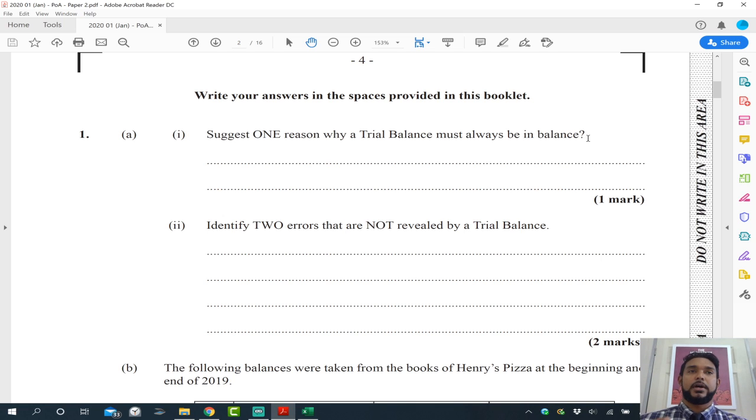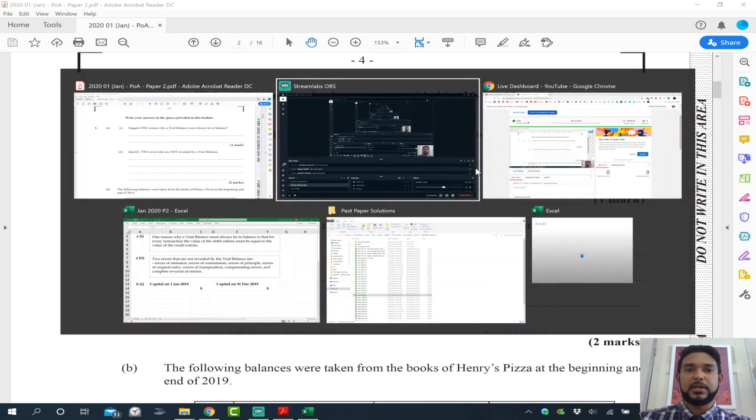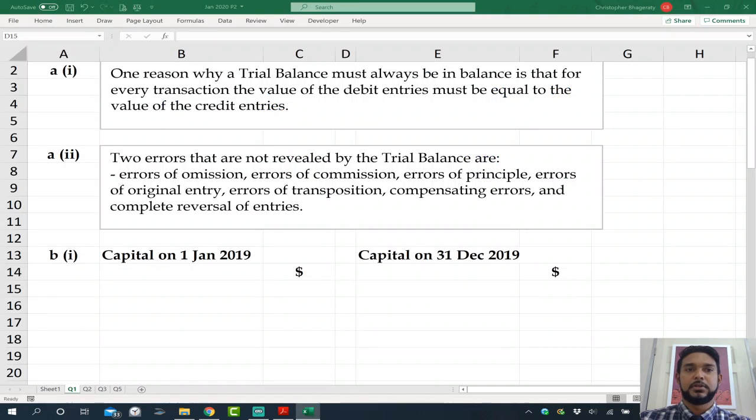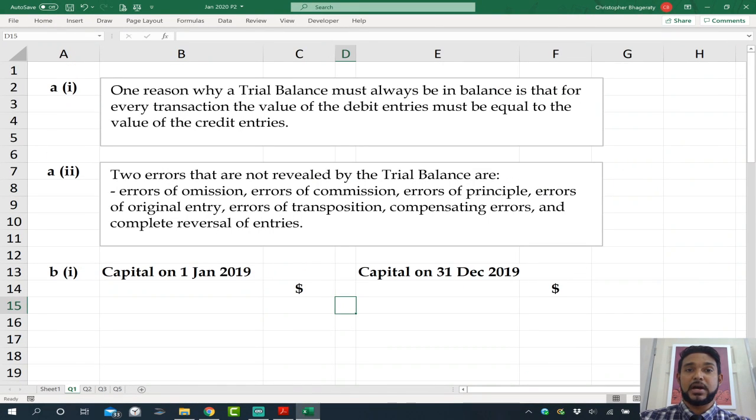As we know, a trial balance is a list of all the accounts in the ledger that have balances. And as we know, every transaction has a debit and a credit entry. And the value of the debits must be equal to the value of the credits. So that was actually my answer. One reason why a trial balance must always be in balance is that for every transaction, the value of the debit entries must be equal to the value of the credit entries.